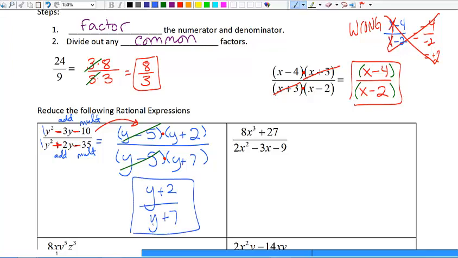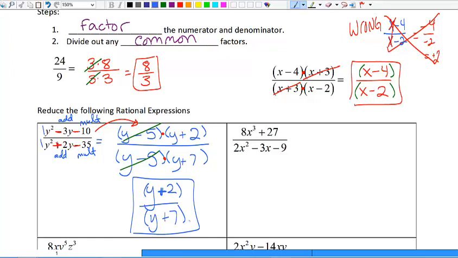Can I divide out those y's? No, you cannot divide out those y's because this is a plus sign. The opposite of plus is not divide. If you think you might want to factor or divide those y's out, put the parentheses around it to remind you that they're stuck together.